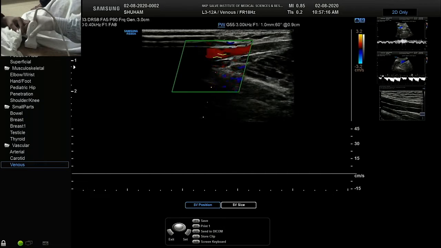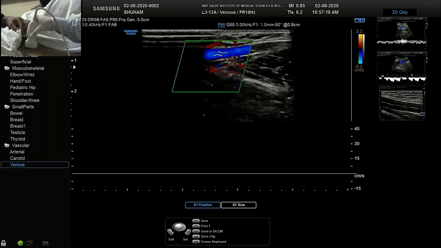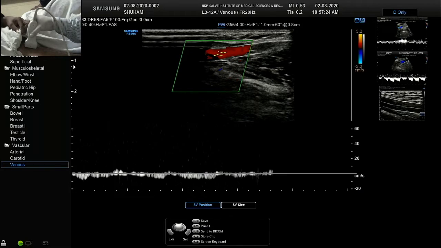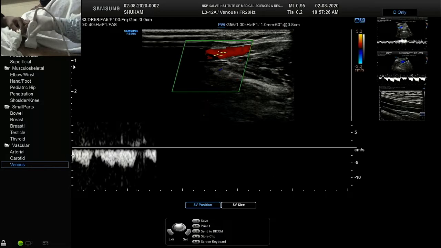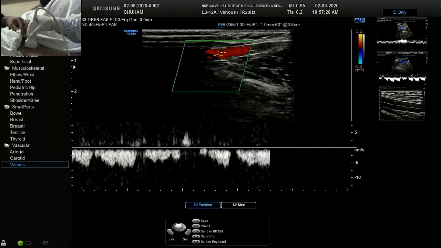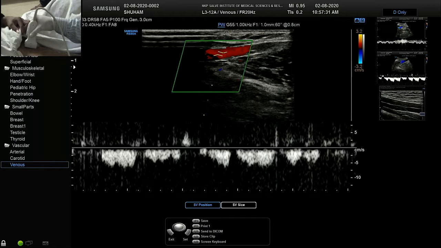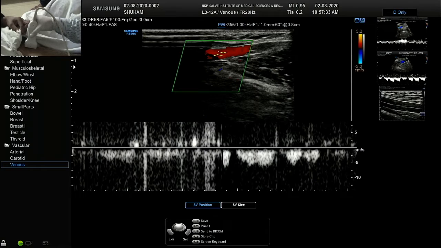And now still my probe, there is no probe pressure, and now I am seeing it at rest. What is happening? Most of the flow is below the baseline, that means going away towards the junction.